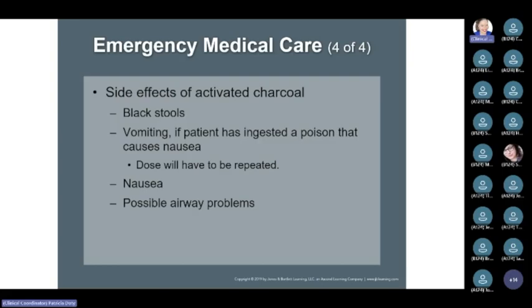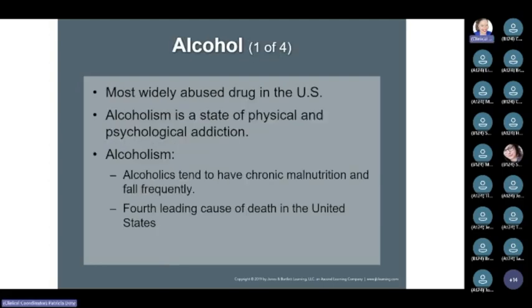And then there's nausea, but think about your possible airway problems, guys. So if we have nausea and vomiting, we're going to worry about aspiration. So go ahead and have that stuff ready on the side: suction unit, bag valve mask, whatever you may need.